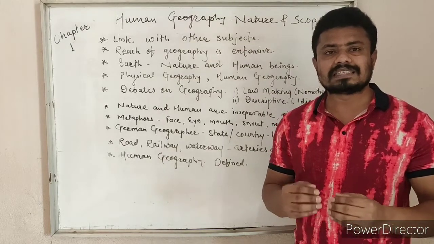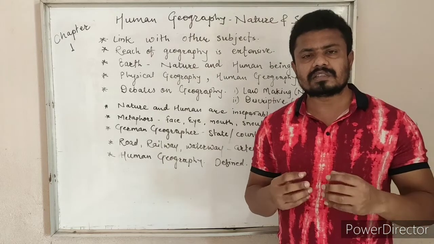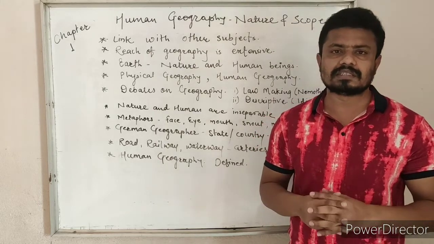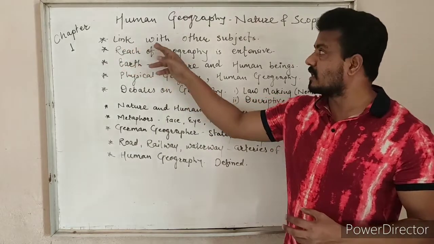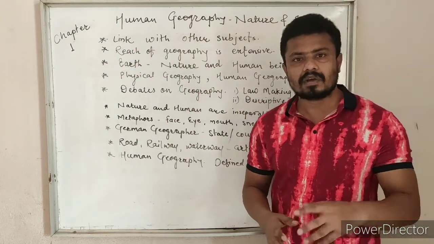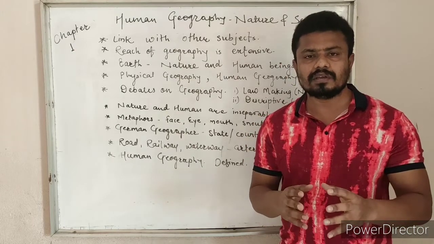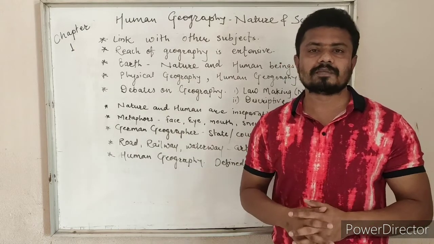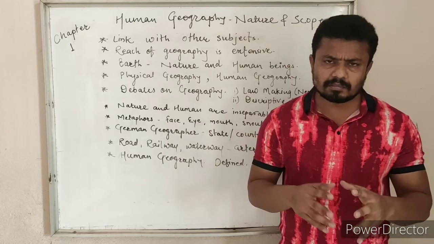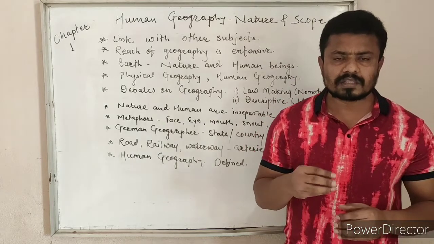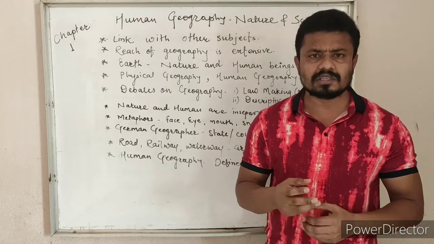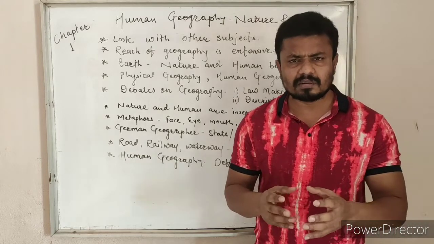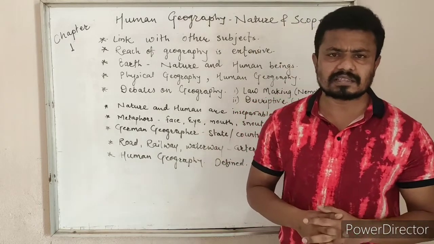Human geography is a subject which deals with numbers of human activities. Let us see here, first of all, the link of this subject with other subjects. We have studied in class 11 that geography is a very extensive subject, and that there are numbers of branches with which geography is connected. Some examples: climatology, geomorphology. There were numbers of examples we have studied in class 11.